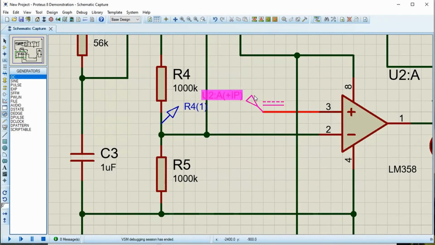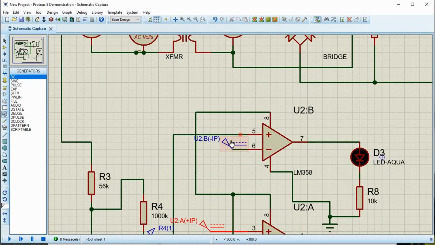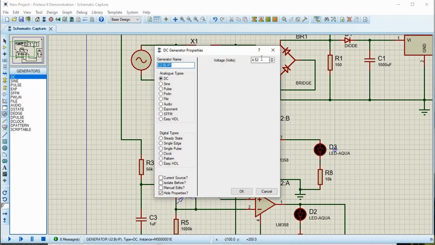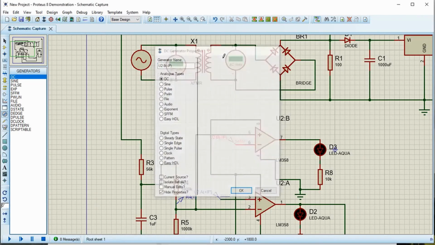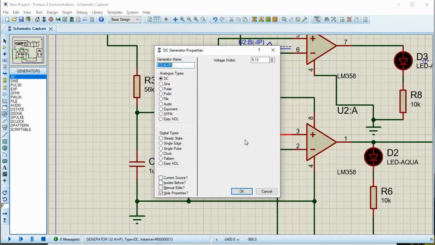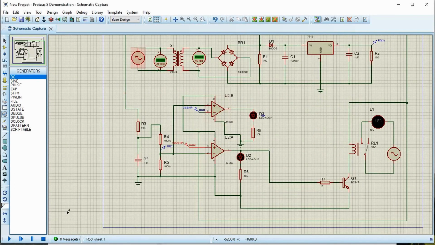I have to set this to 5.13, and this to, sorry, this is a lower voltage. This one I have to set to 5.13, the upper cutoff to 6.3. So now let's check. It should work now.